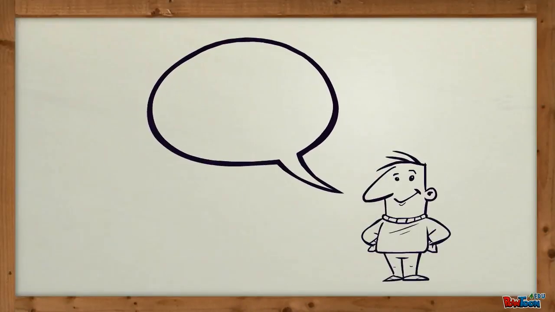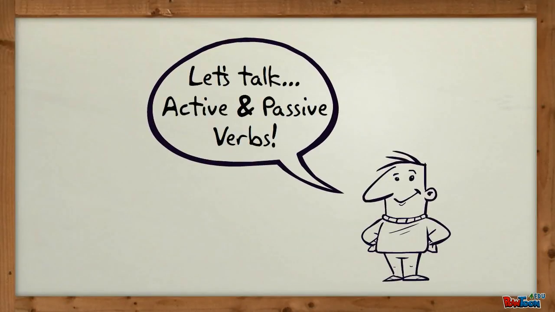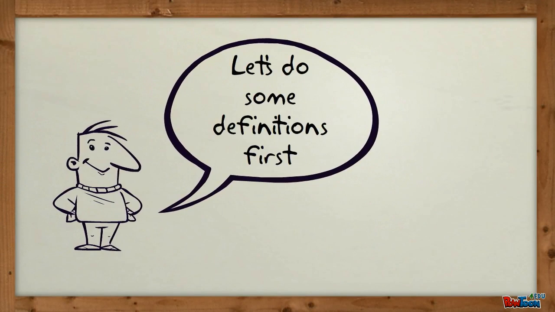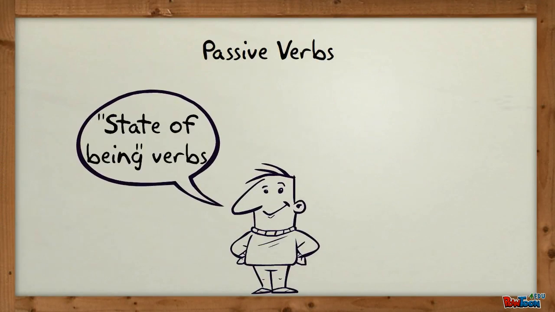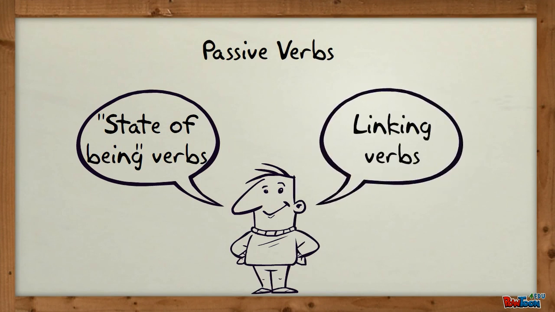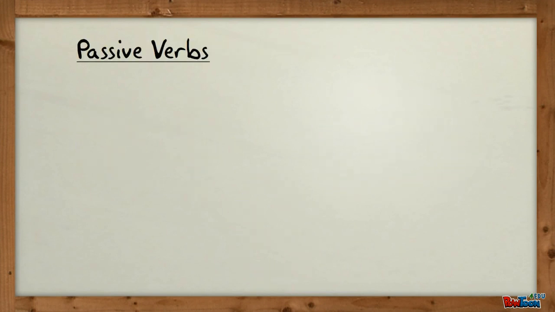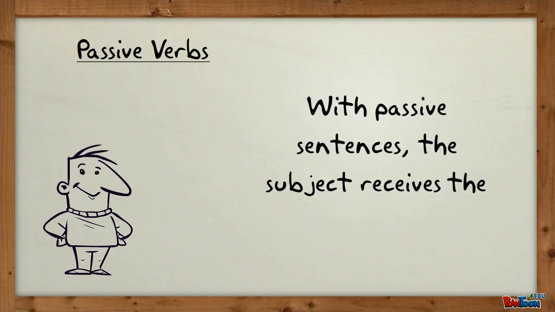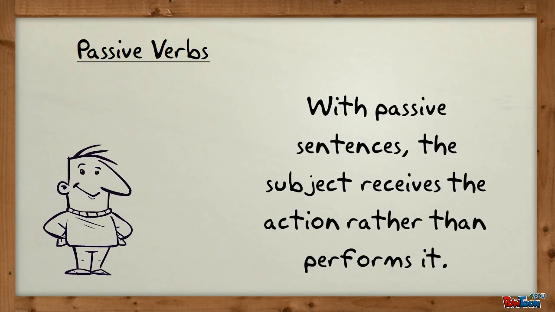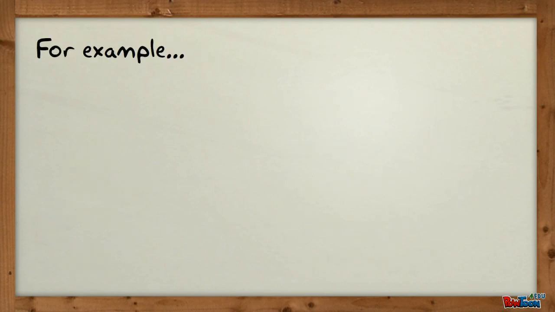Okay, today we're going to talk about active and passive verbs. Let's do some definitions first. You may have heard passive verbs also being referred to as state of being verbs or linking verbs. With passive verbs, the subject of the sentence is actually receiving the action instead of performing the action. For example, the man was bitten by the dog.